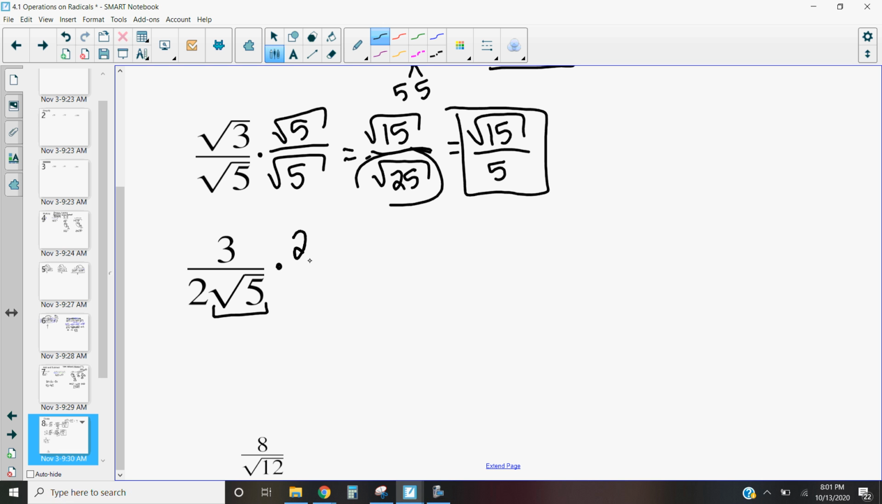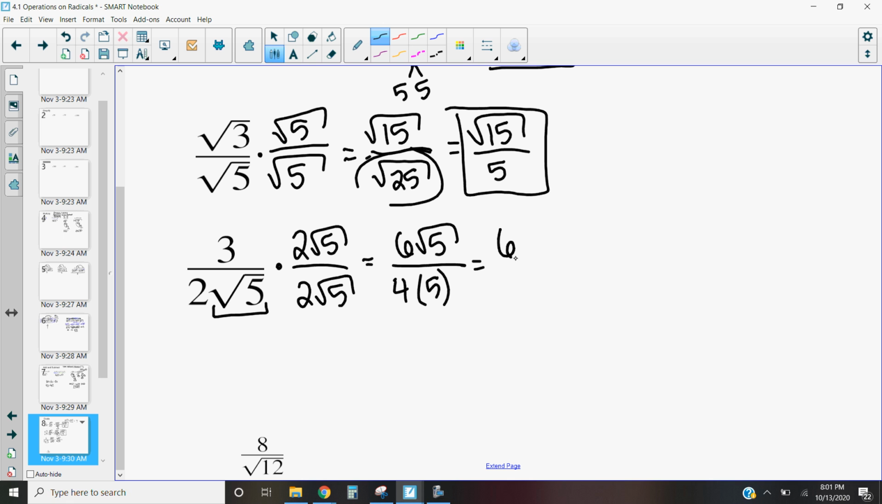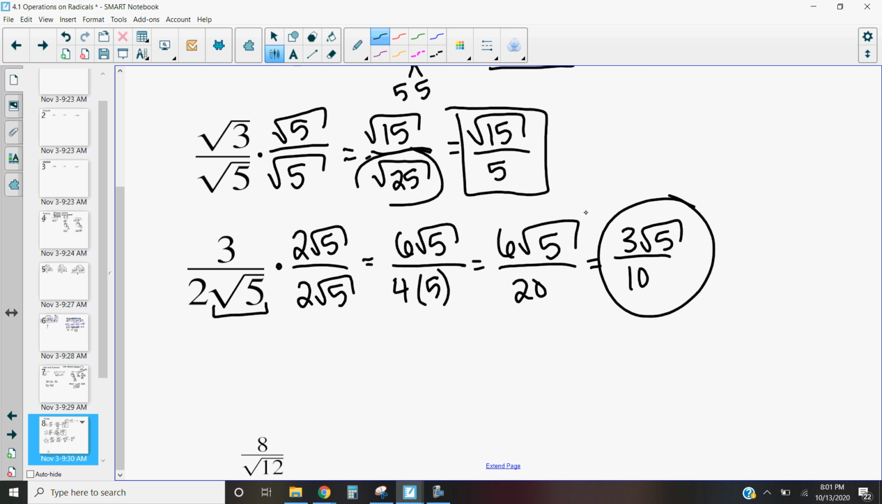If we multiply it by 2 root 5, it'll work, but then we have to simplify at the end. So look at this. We get 6 root 5 over, well, 2 times 2 is 4. Root 5 times root 5 is 5. And this becomes 6 square root of 5 over 20. Well, 6/20ths, that can reduce to 3/10. So this way does work right here. We do have to do that reducing step.